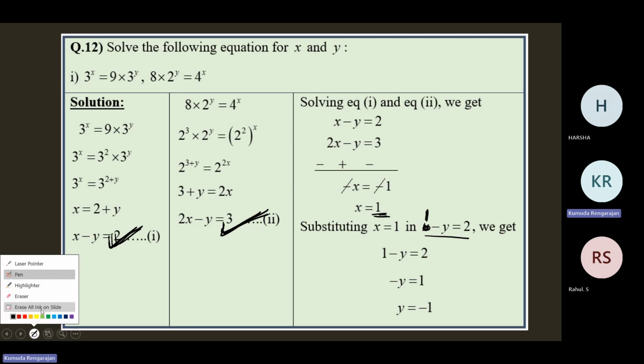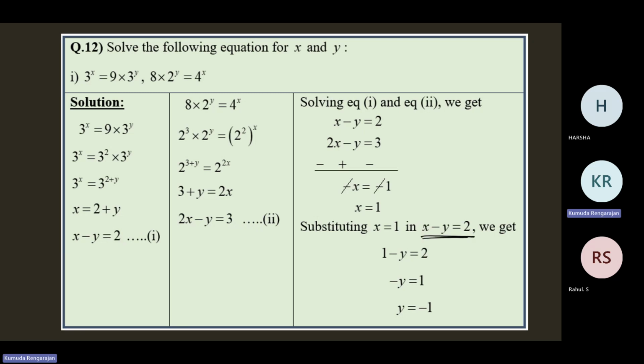x minus y is equal to 2. This is the first equation, but x is 1. So 1 minus y is equal to 2. Work this and find the value of y. y is equal to -1. So like this, we solve and find the values of x and y.